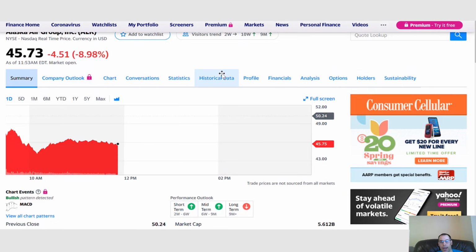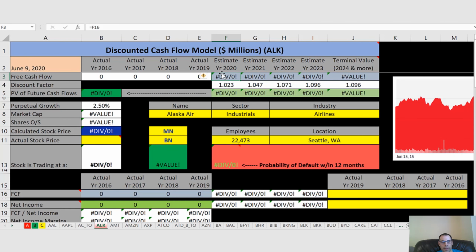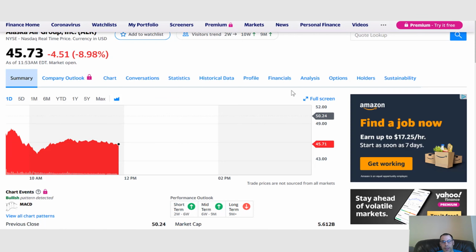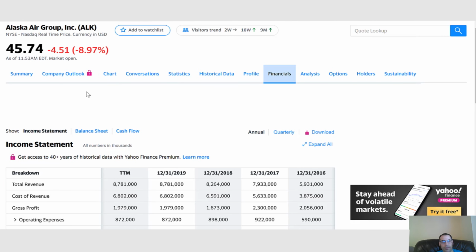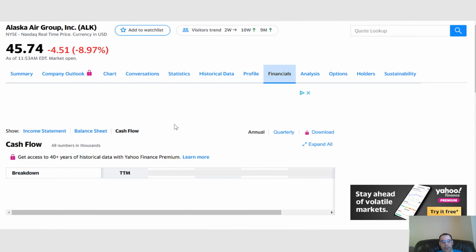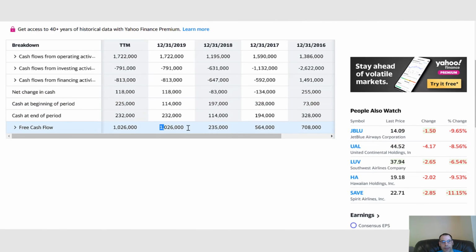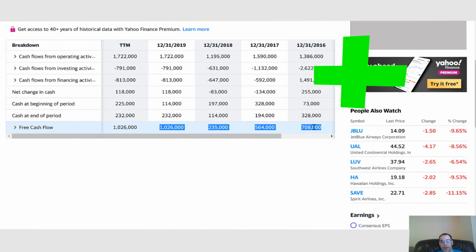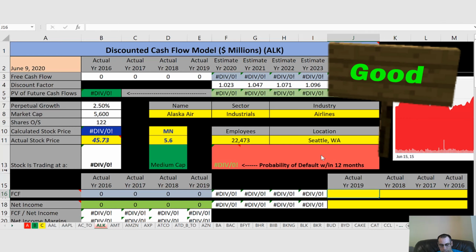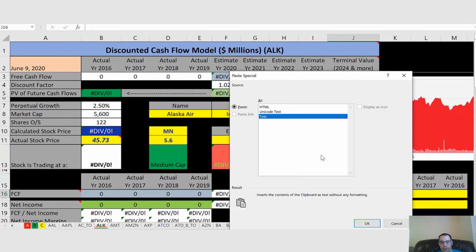We need a market cap, which is $5.6 billion. And the stock price is $45.73. And next we need the free cash flows, which is the cash that's left over after running your business. And it's positive every year, which is a good sign. That means it's operating a profitable business.